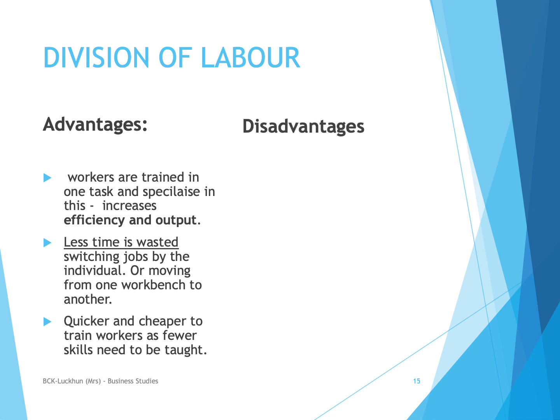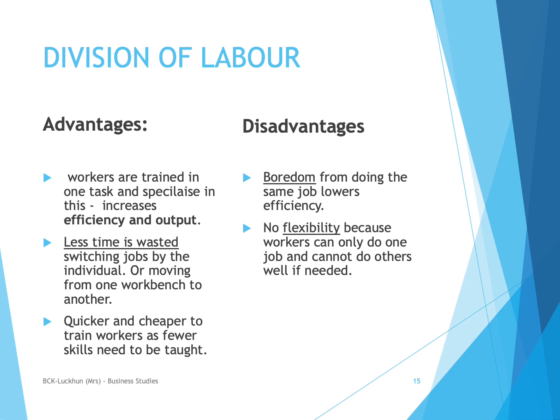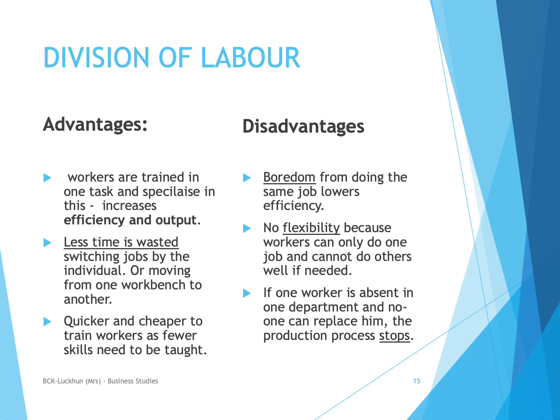However, on the other hand, it leads to boredom from doing the same job. Therefore, this lowers efficiency. Secondly, there is no flexibility because workers can only do one job and cannot do others well if needed. And thirdly, if one worker is absent in one department and no one can replace him, the production process will stop. So these are the advantages and disadvantages of division of labor.